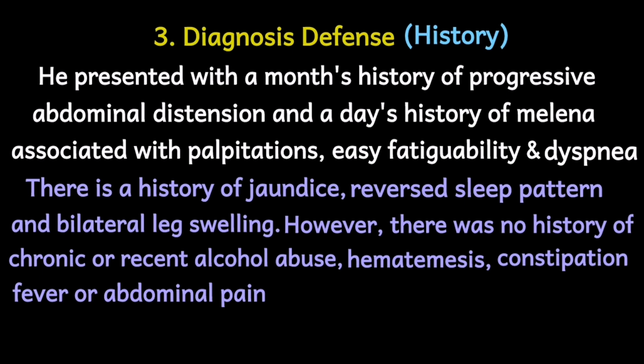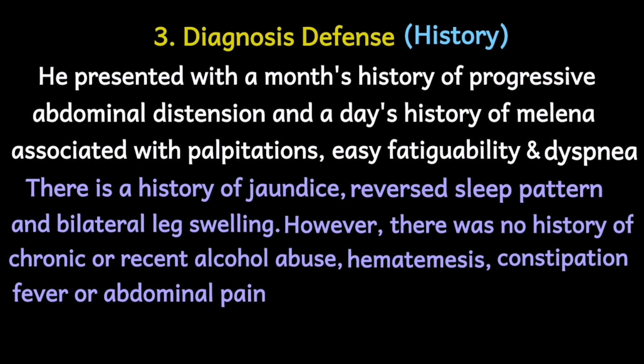The fact that there is a history of jaundice also points to the fact that it could be a chronic liver disease. The reverse sleep pattern I asked here, which was positive, shows that there is hepatic encephalopathy. And then this is probably precipitated by the GI bleeding. Then we asked about bilateral leg swelling, which also supports the liver condition. Then we asked about a history of chronic alcohol abuse. We wanted to rule out the fact that his cirrhosis is from alcohol abuse. And we asked of a recent alcohol abuse, which was negative. Recent alcohol abuse can also precipitate encephalopathy.